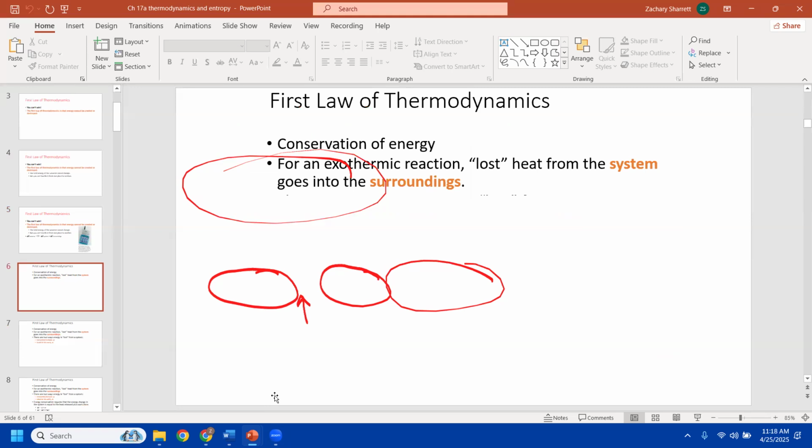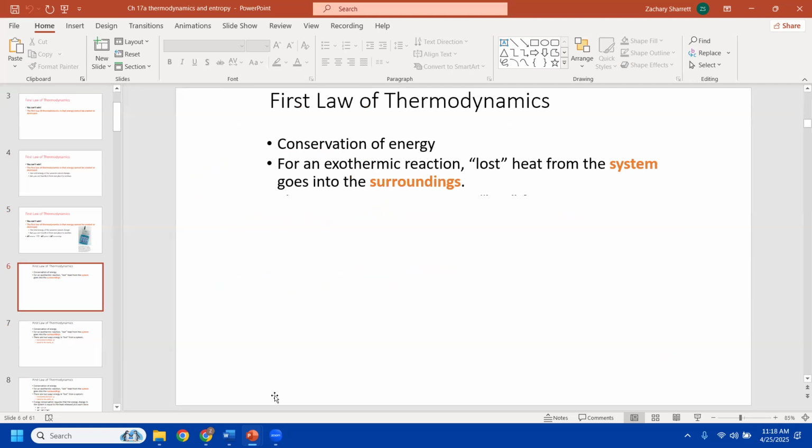So with the conservation of energy, we have the term exothermic, where we say that heat is lost from the system and goes into the surroundings. So burning of wood is an exothermic reaction, right? If the wood and the fire is the system, the heat gets transferred outwards to the surroundings. So if we're sitting by a fire, we're benefiting from that warmth heating us up.